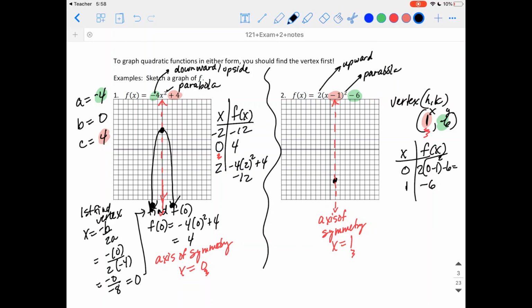So I need to do order of operations. 0 minus 1 is -1. Squared is 1 times 2 is 2. Minus 6 is -4. So 0, -4, right here. And again, using my properties of symmetry with a parabola, I know that there's a point on the other side of the axis of symmetry, same distance apart, right here. And that point is actually 2, -4. And so there's my parabola.